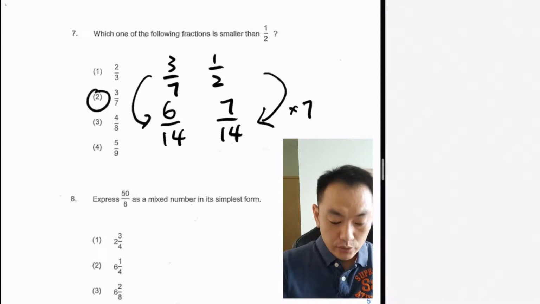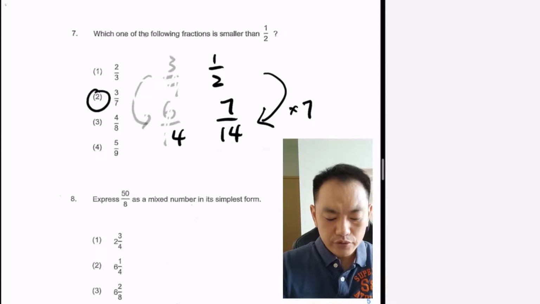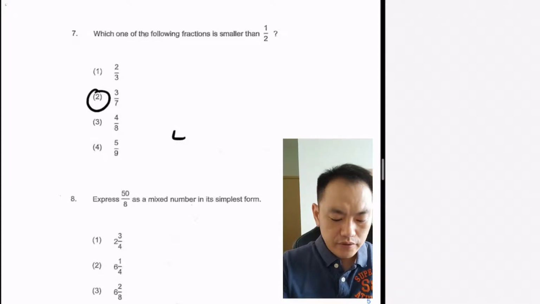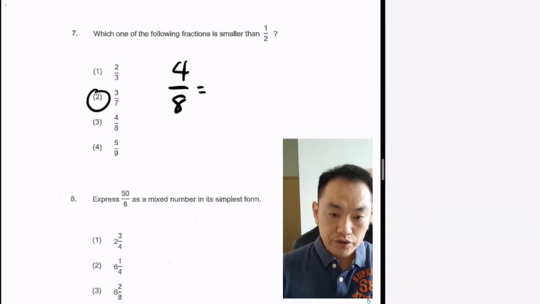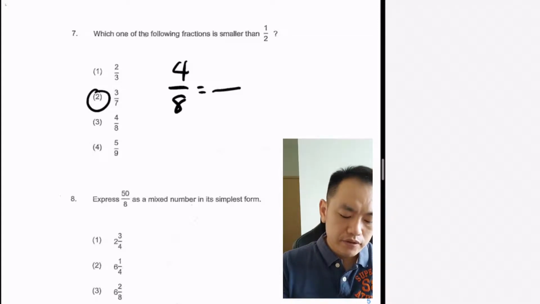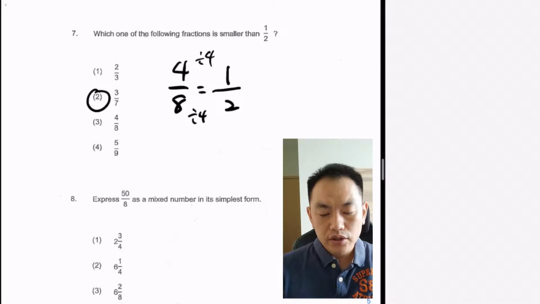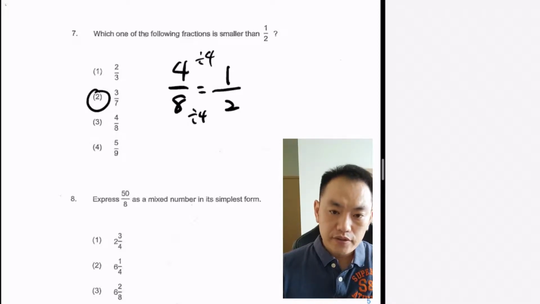Okay, we can try to finish the rest of the comparison. Okay, so for 4 out of 8, both of them, you can see it should be quite straightforward. Both of them can be divided by 4. So 4 divided by 4 equals 1, and then 8 divided by 4 equals 2, which is equivalent to half. So it's the same. It's not smaller, but it's the same as half. So it's not the answer.